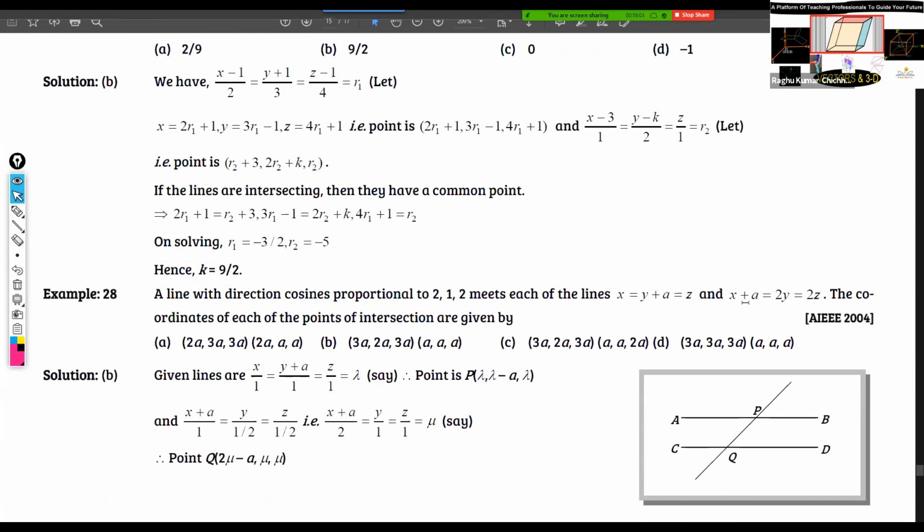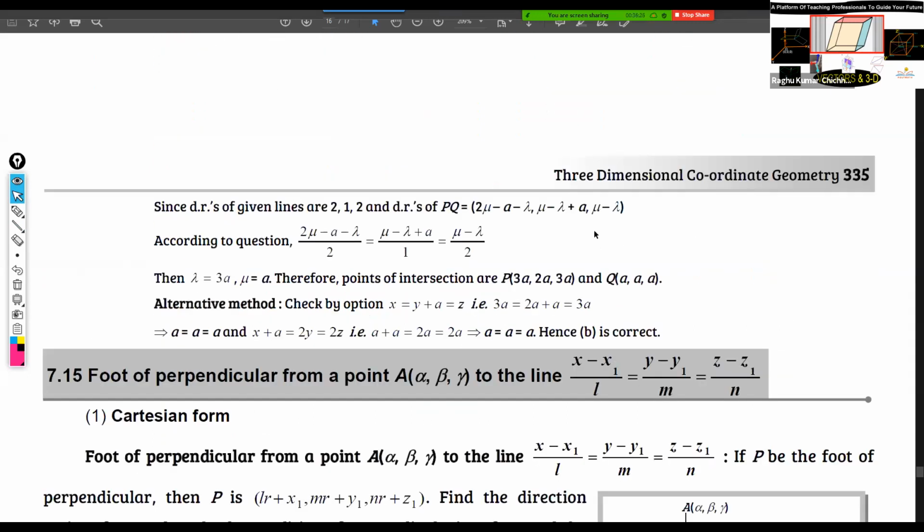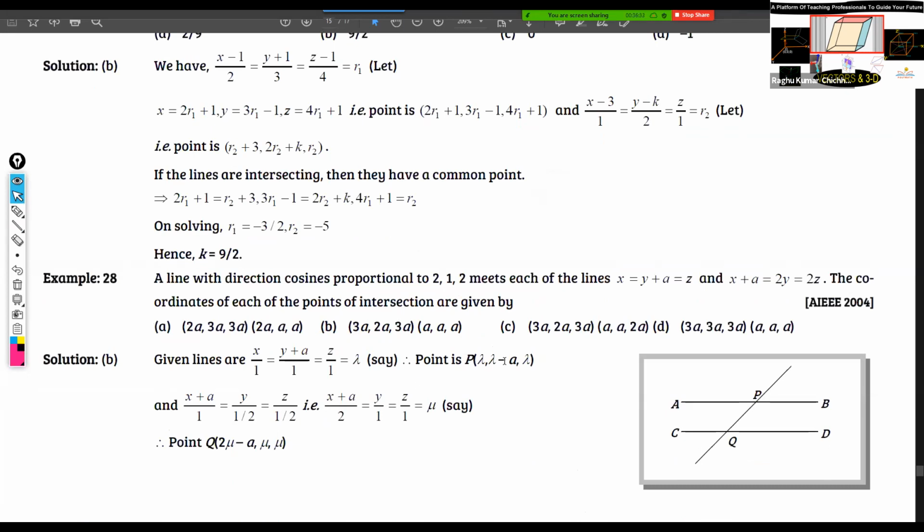Now, if you have these 2 points, then you can verify the options I said, whether these points satisfy this line and this line. So we got P and Q as the points on the line. Now what we need is the point of intersection. The DRs of the given lines are 2, 1, 2, and the DRs of PQ, if this is P and this is Q.